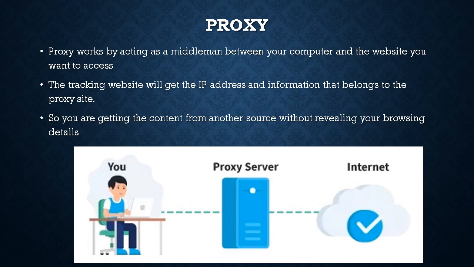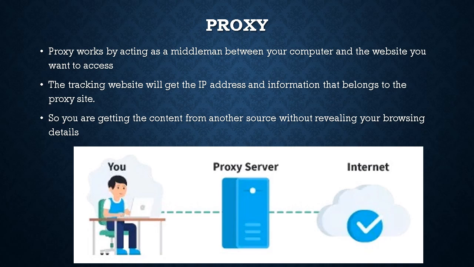Now proxy works by acting as a middleman between your computer and the website you want to access. The tracking website will get the IP address and information that belongs to the proxy website. Suppose you're browsing to some website, some proxy website. So this proxy website will have certain address. Say for example, Facebook. You're browsing to Facebook website that is having proxy server.